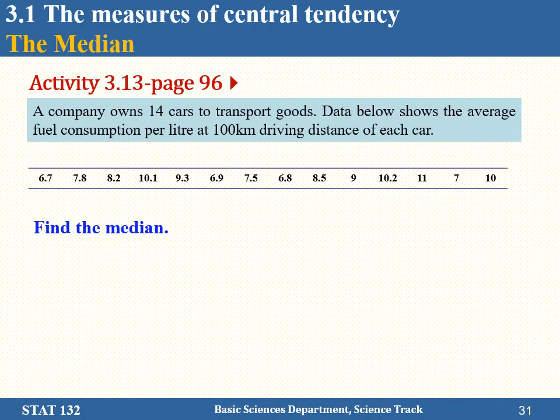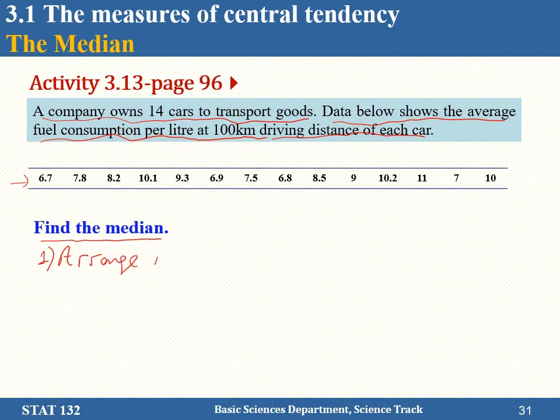Now let's solve this problem. A company owns 14 cars to transport goods. The data below shows the average fuel consumption in liters per 100 kilometer driving distance of each car. So the data is given here, and we want to find the median. The first thing we have to do is arrange the data in order.